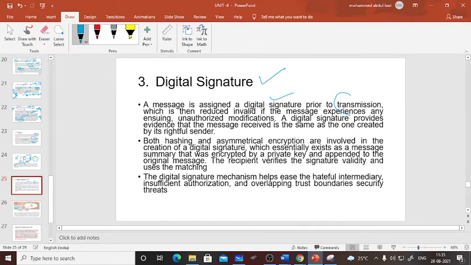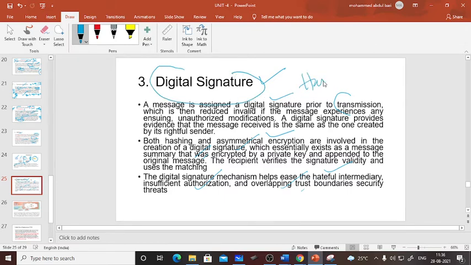Both hashing and asymmetric encryption are involved in the creation of a digital signature, which essentially takes a message summary that will be encrypted by the private key and appended to the original message. The recipient verifies the signature validity and uses the matching key. The digital signature mechanism helps to ease threats like hateful intermediaries, insufficient authorization, and overlapping, and all these are ratified by digital signature. This is what is mentioned.